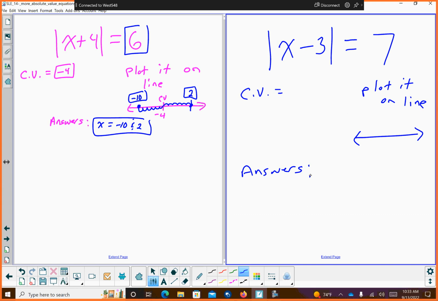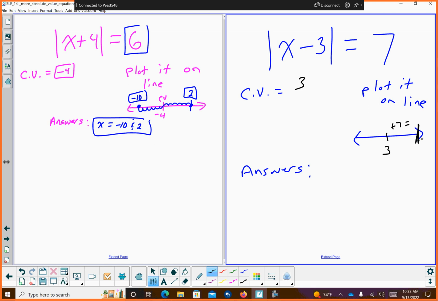Friends, will someone share with me what the critical value was? 3? So that 3 is not the answer, but we're going to use it to get to the answers. So how many to the right from 3 will I go? 7. So if I go 3 plus 7, I get 2.